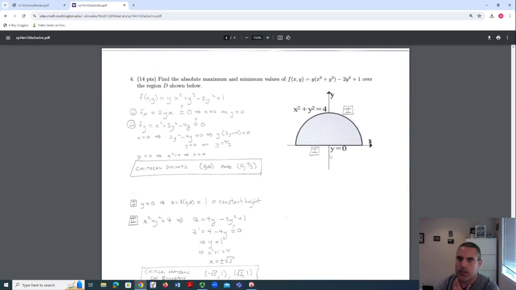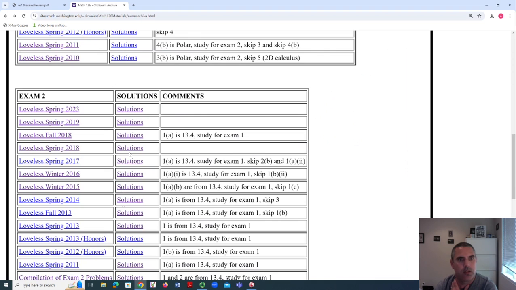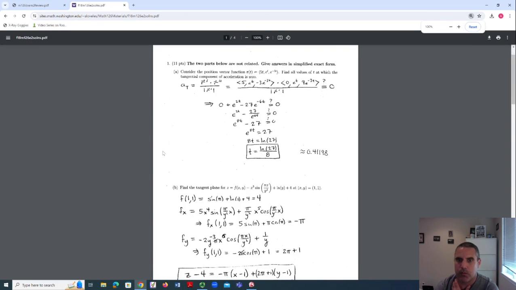Global max and min. So the things that need to happen is above this side, I need to have a one variable function. And above the other side, I need to have a one variable function. Then I need to analyze those. So hopefully you're kind of getting a flavor. This exam, it's a little more straightforward what's coming.